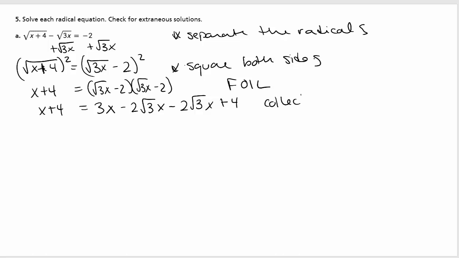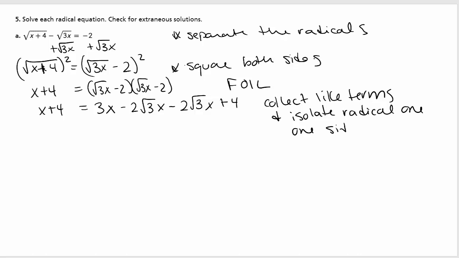I'm going to collect like terms and isolate the radical on one side. So because the radical is already on the right-hand side, I'm going to leave it on the right-hand side. So I'm going to put those together. So negative 2 and negative 2 would be negative 4, and then square root of 3x. The other terms, I'm going to subtract 4 from both sides, and I'm going to subtract 3x from both sides.